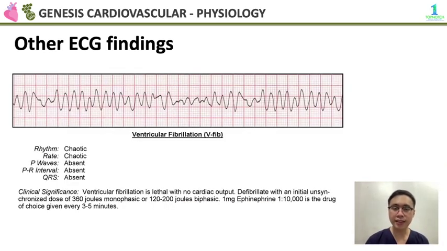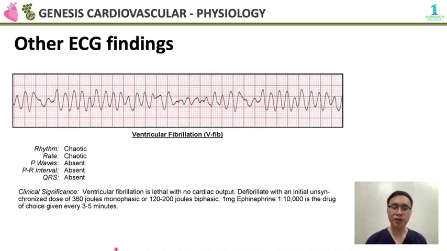Other ECG findings, if you see something like this, matakot ka na, prepare na tayo agad mag-defibrillate. No? So this is ventricular fibrillation. Okay, so in ventricular fibrillation, often associated with loss of consciousness, there's irregular, continuous, uncoordinated twitching of the ventricular muscle fibers. So basically, there's no effective pumping of blood. Wala talaga siyang cardiac output.